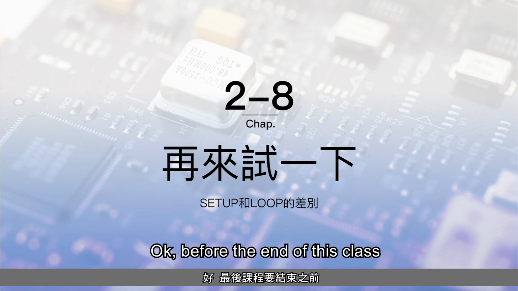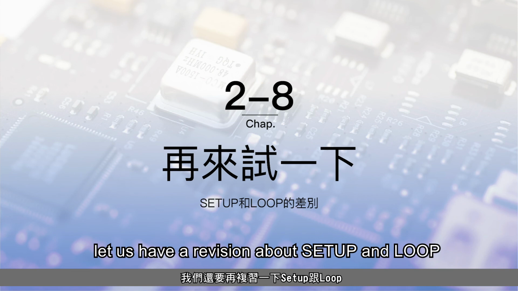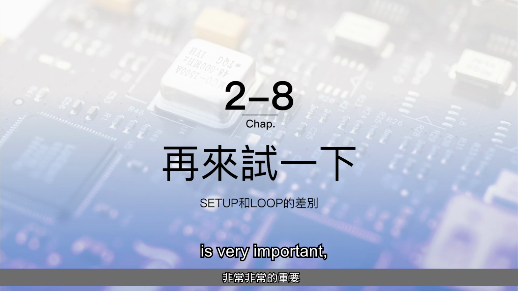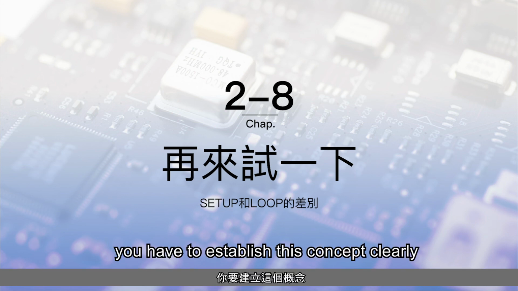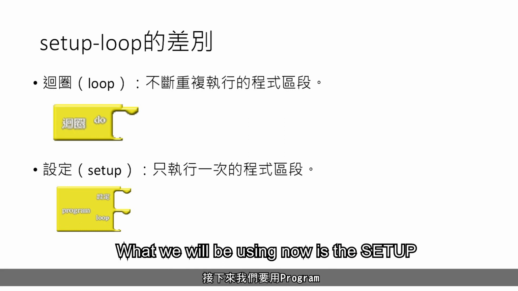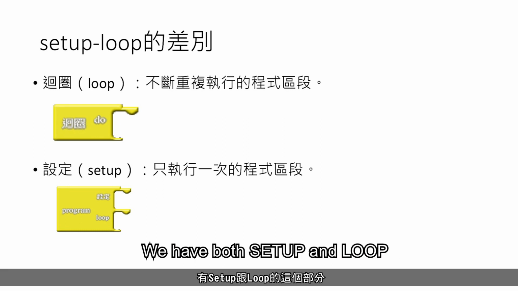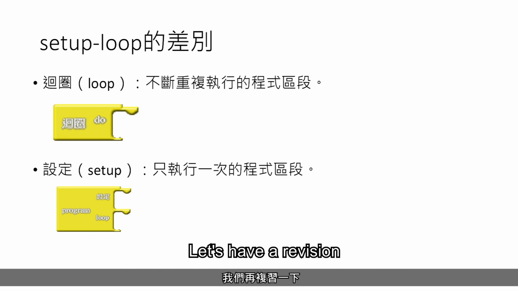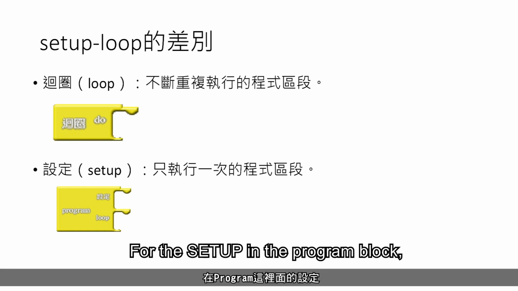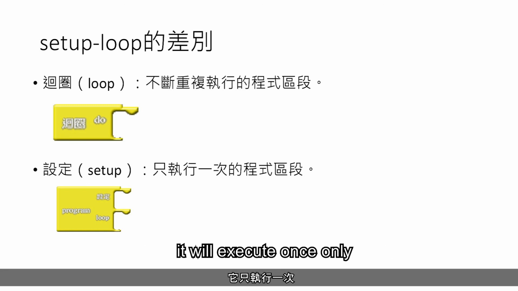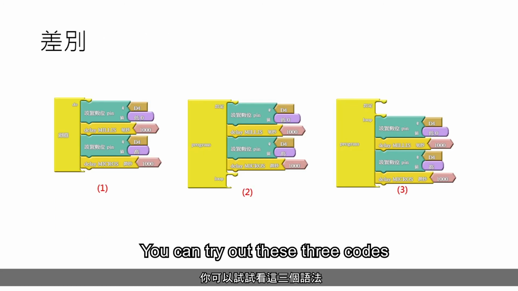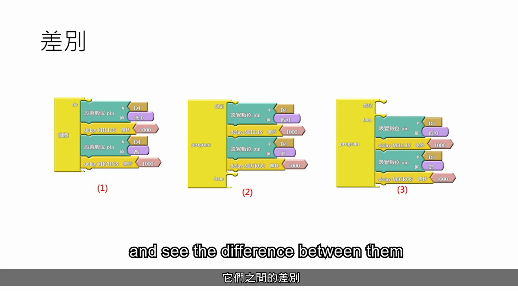Okay, before the end of this class, let's have a revision about setup and loop. Because this programming language is very important, you have to establish this concept clearly. Previously, we used the loop command. What we will be using now is the setup block inside the program block. We have both setup and loop. Let's have a revision. What is written inside the loop will execute repeatedly. The setup in the program block will execute once only. The loop part is the same as above. It will execute repeatedly. You can try out these 3 codes and see the difference among them.